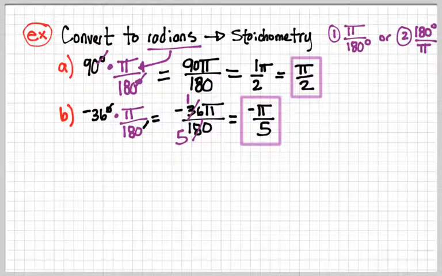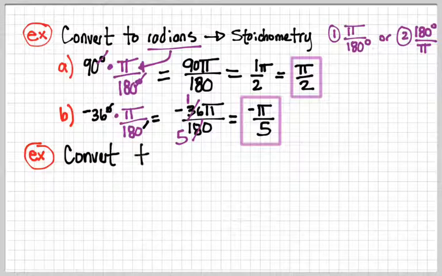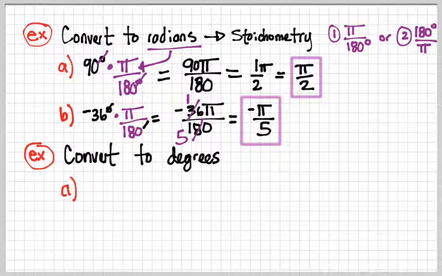Now let's go the other way. Let's say now I want to move not into radians, but I want to move into degrees. So we'll convert to degrees. And we'll look at two examples here. Here's the first one, negative 7 pi over 6.